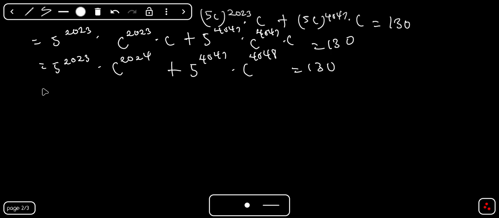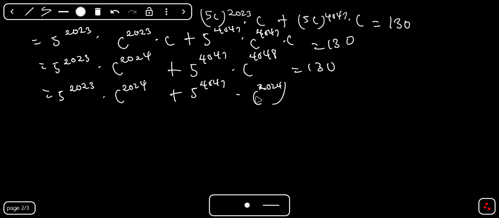Then I will write this. So this also means 5 raised to the power of 2023, then multiplied by c raised to the power of 2024, then plus 5 raised to the power of 47, then multiplied by c raised to the power of 2024, then raised to the power of 2, because 2024 multiplied by 2 will give us 48, then everything is equal to 130. You can see that this is so beautiful. Okay, guys, this is beautiful. Now let's solve for c.